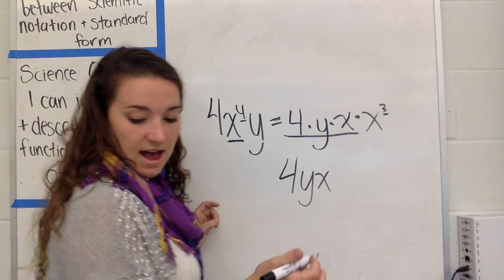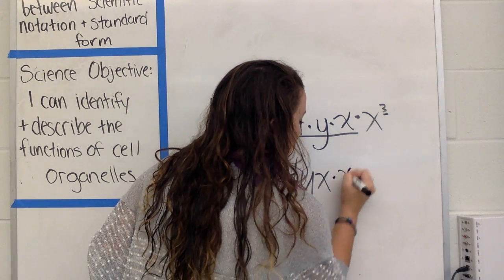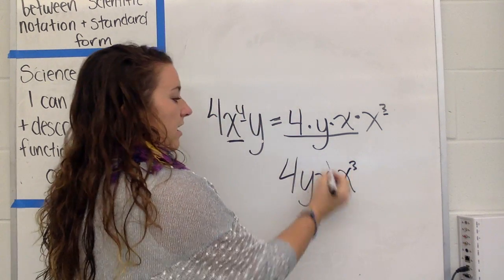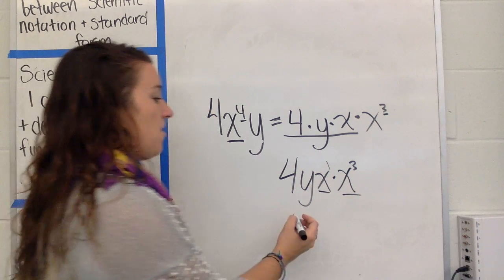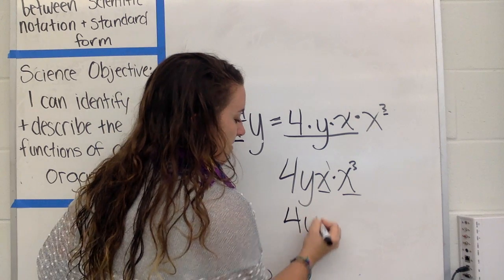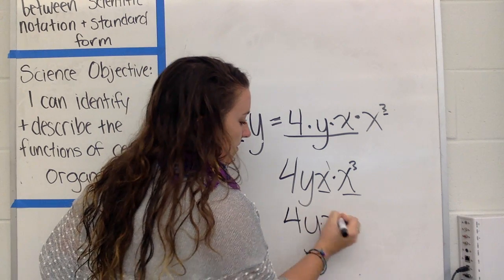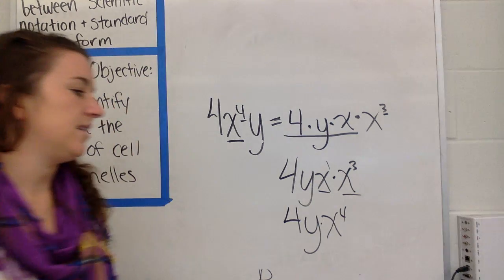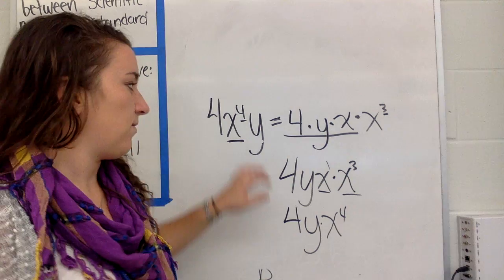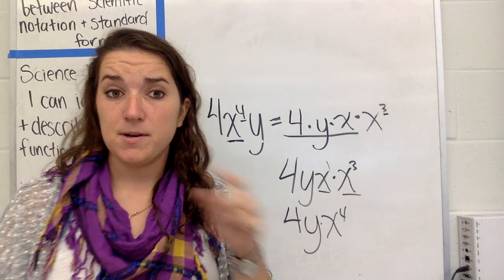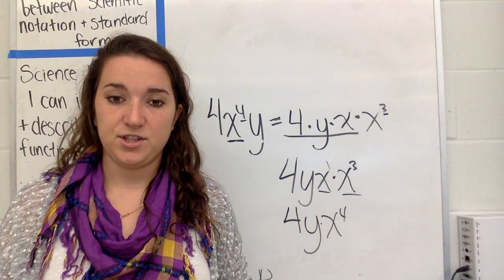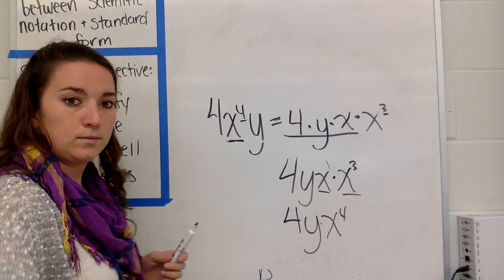Let's just simplify this and see if we get the same thing to double check. So the only two things that have the same base are my x's. When I multiply with the same base, what do I do? Right, I add the exponents. So I have 4yx to the fourth. That's the same as this. My variables are just switched around, but it's all multiplication, so you can switch the terms around.